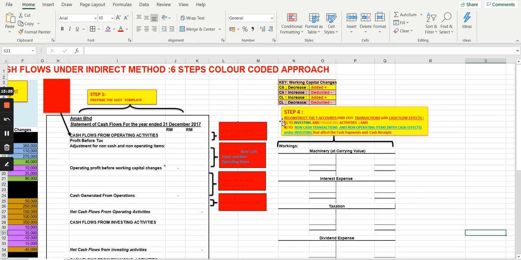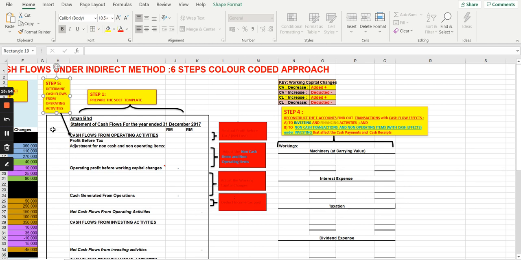But today I'm going to do step 4 and step 5 together because we are now doing the indirect method. I'm going to focus on my cash flow from operating activities first, so that we can have a clear picture on how we prepare cash flow using the indirect method, because the presentation under the indirect method for cash flow from operating activities is what makes the difference between the two methods, namely the direct and indirect method.